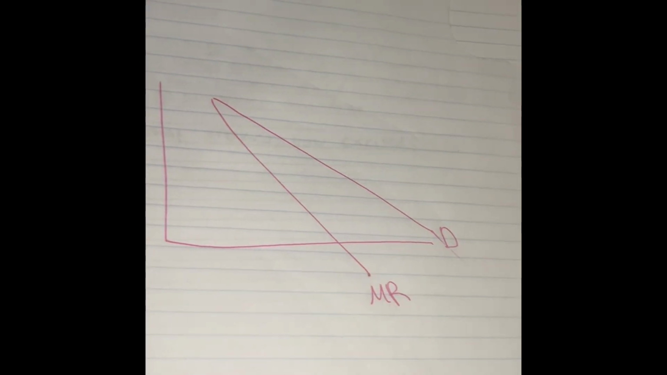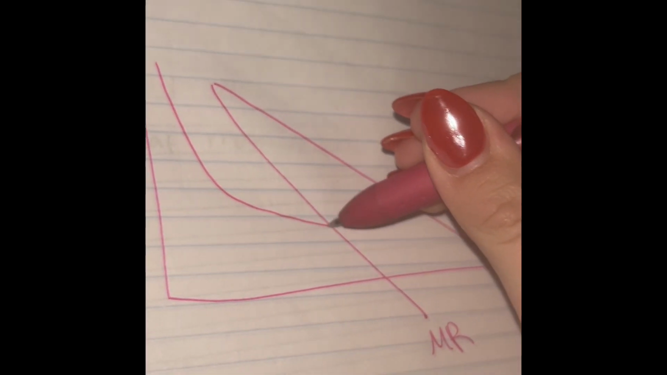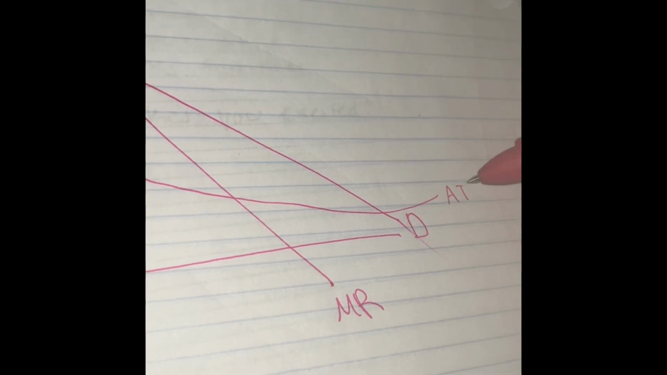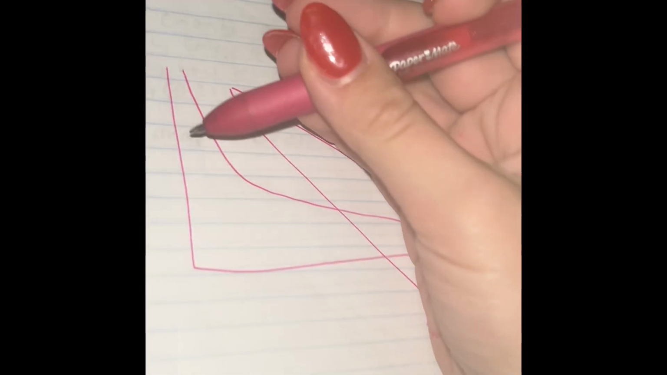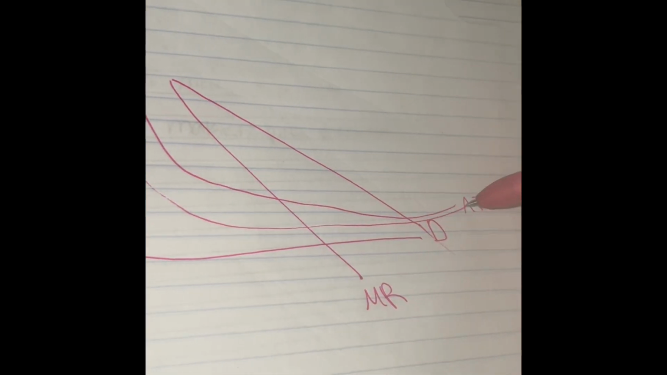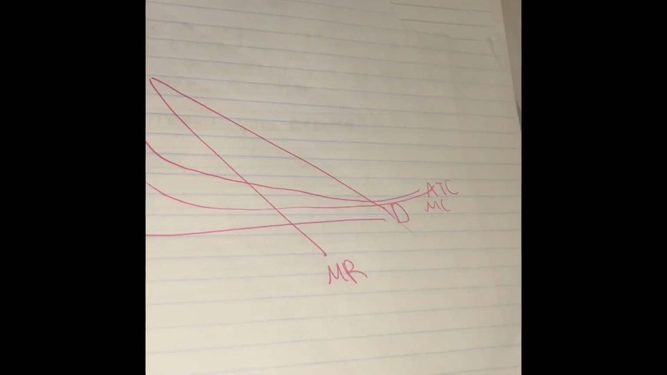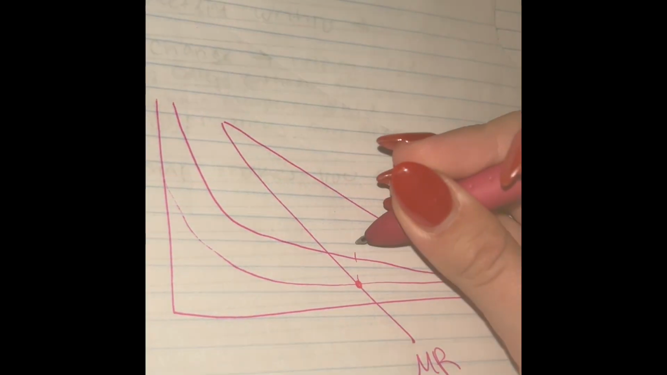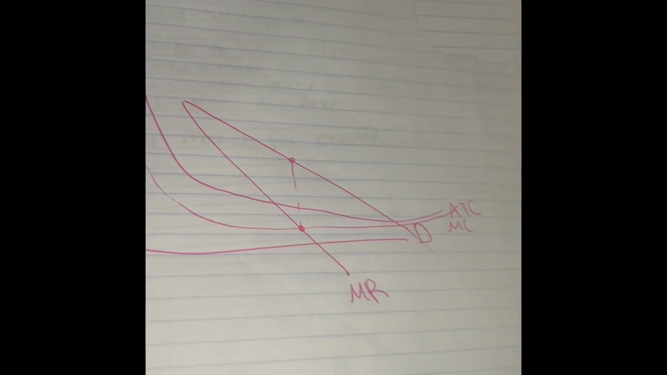So for the natural monopoly graph, you're going to start with a graph that's similar to the perfect competition or the monopoly graphs. And you are going to add in your average total cost curve, which is going to be starting high and then slowly getting lower. And then the same thing for your marginal cost, except it's going to start a little lower. And then slowly, at some point, these two are going to intersect. And then your marginal revenue equals marginal cost. This is your profit maximizing point.